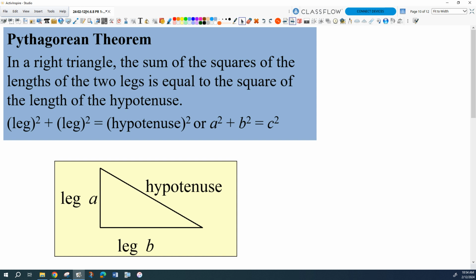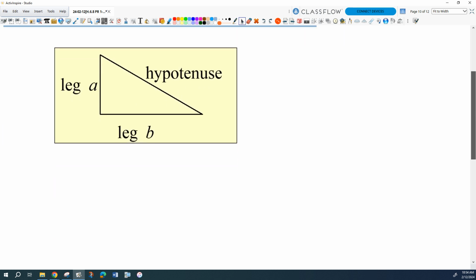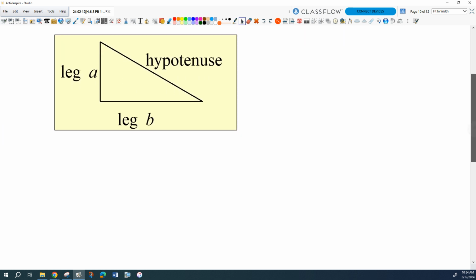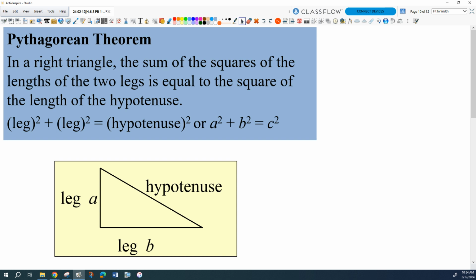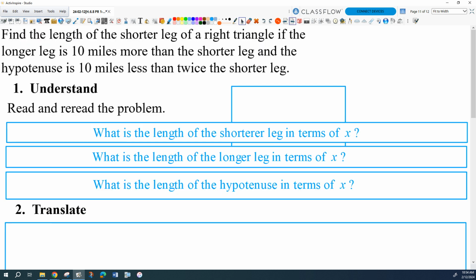Okay, speaking of geometry, so quick review, we know Pythagorean theorem. Leg squared plus leg squared equals hypotenuse squared, right? So typically we just say a squared plus b squared equals c squared. You guys all know that. So what about one like this? Find the length of the shorter leg of a right triangle if the longer leg is 10 miles more than the shorter leg. Okay.